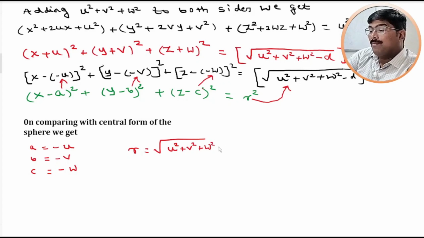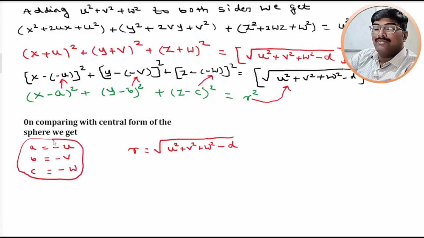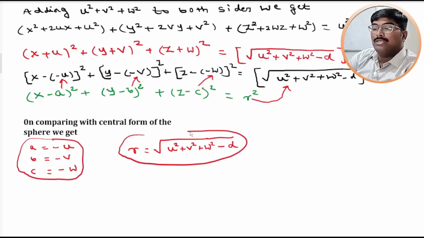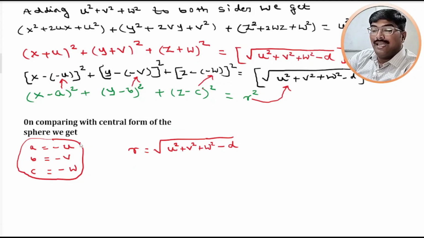It shows that the given equation x square plus y square plus z square plus 2ux plus 2vy plus 2wz plus d is equal to 0 has center a, b, c, that is minus u, minus v and minus w, and radius root u square plus v square plus w square minus d. Therefore, the given equation represents a sphere.